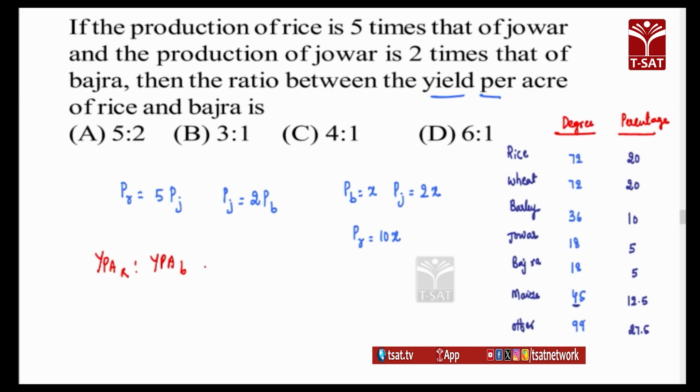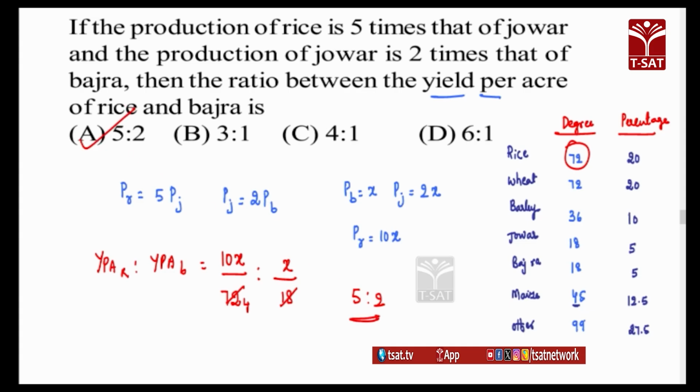How much rice production is there? 10x, rice produced by using how many degrees of land? 72 degrees of land. I am not converting it into acres, let it be, it is in the ratio, so no need of conversion there. So production of bajra is x we assumed, let it be x. What is the land used for bajra? Bajra is 18 degrees, cancel 18 4s. So you got x, cancel, 10:4, which if you simplify is 5:2. So the final answer is 5:2.